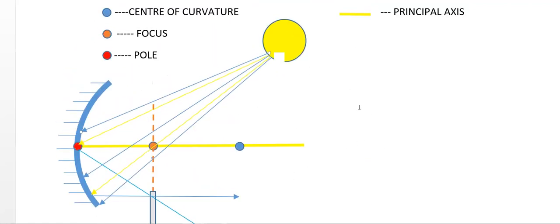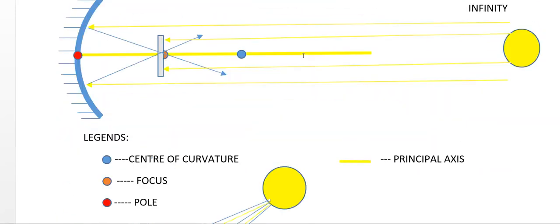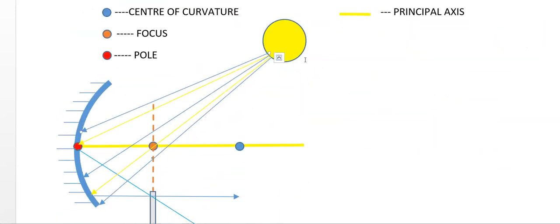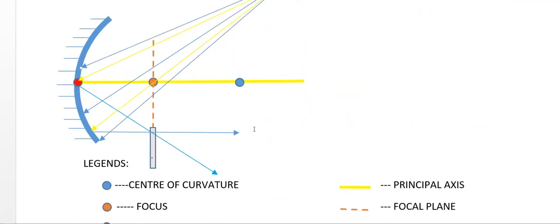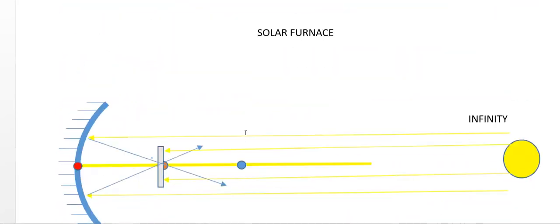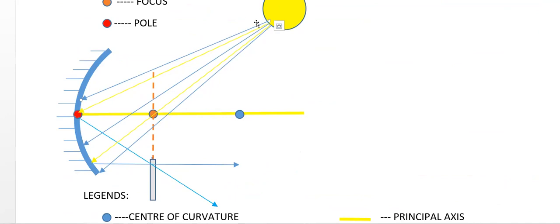So this diagram is more efficient than the previous one, as all the rays are performing the process of reflection and all the rays are converging at a point. Thus, this process would be happening faster, and the temperature can be more than 4000 degrees centigrade. I told that one is the approx. It can be more or less.